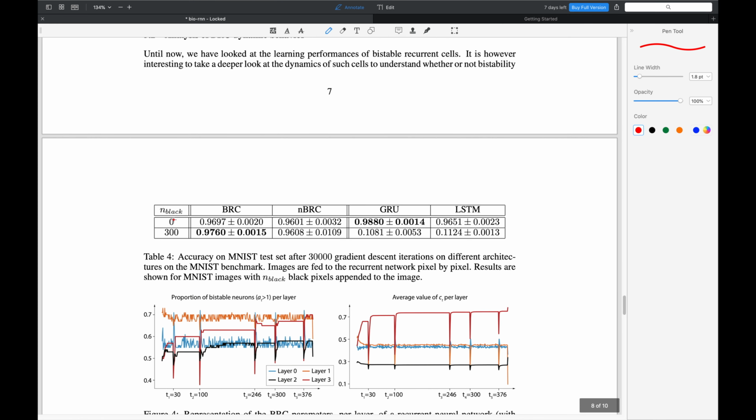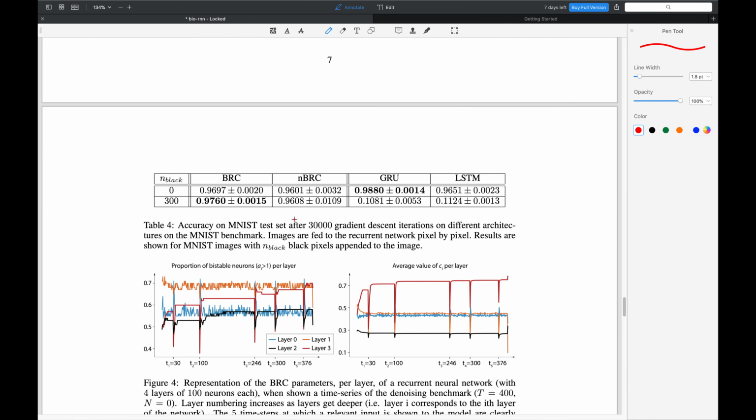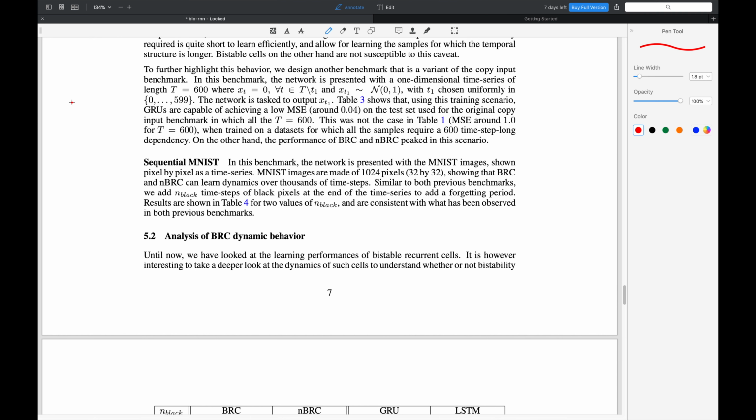Now, when we look at this table, we can see that when n black is small, like 0, all the networks perform pretty similarly. But when n black is bigger, which means a harder challenge, then BRCs outperform GRU or LSTM. And GRUs actually perform just like random guessing. So this shows that BRCs and NBRCs are significantly good at retaining long-term memories. That was an empirical study of BRCs outperforming traditional networks on tasks that require long-term memory.